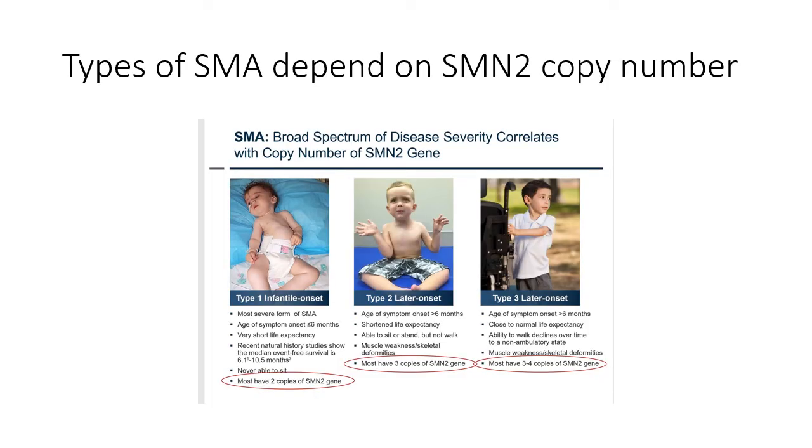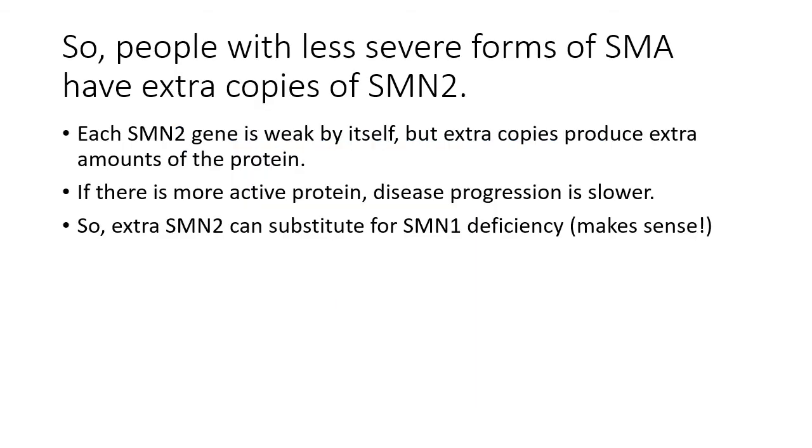Okay, so this just shows the types: infantile onset, 2 copies; later onset, 3 or more; later still onset, most have 3 or 4 or more. And some people can walk, but later end up in wheelchairs. So there is a great diversity in severity, which is largely attributed to the extra versions of SMN2 that the people have. Okay, so the idea is if there's more active protein, progression is slower. And in these patients, clearly extra SMN2 can substitute for the SMN1 deficiency, at least to a certain extent.